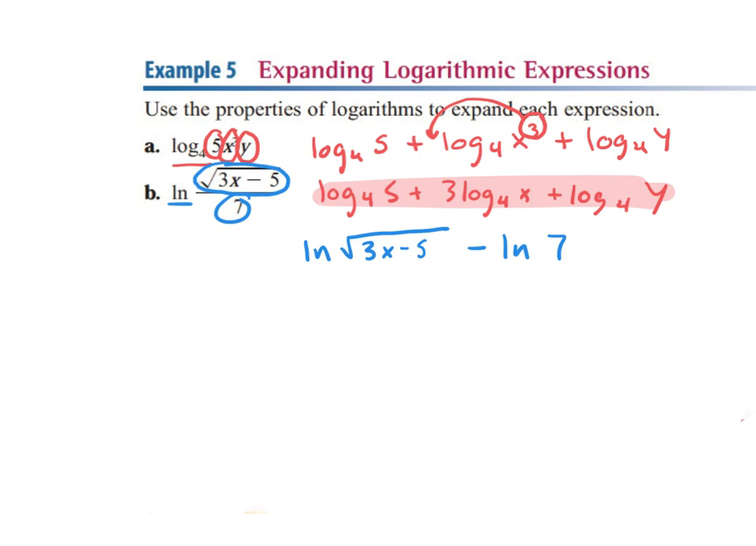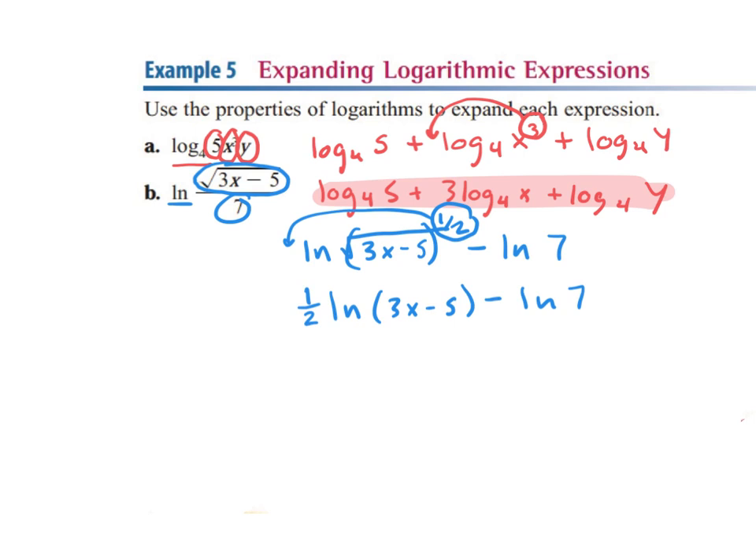Next thing we can do is we see that what's in here, this 3x minus 5, this square root is the same thing as saying raised to the power of 1/2. So anytime we have a power, we want to move it to the front. So we're getting rid of that square root, because the square root is the same thing as 1/2. So we want to take that exponent and move it out front. So we have 1/2 ln of 3x minus 5 minus ln of 7.